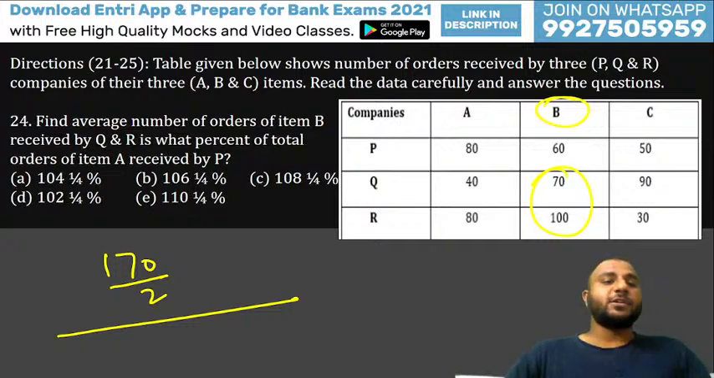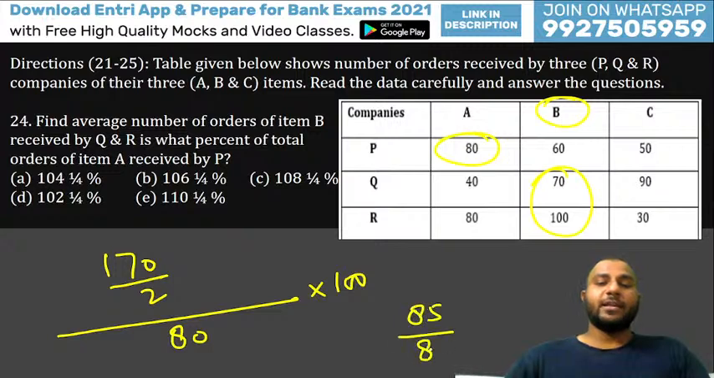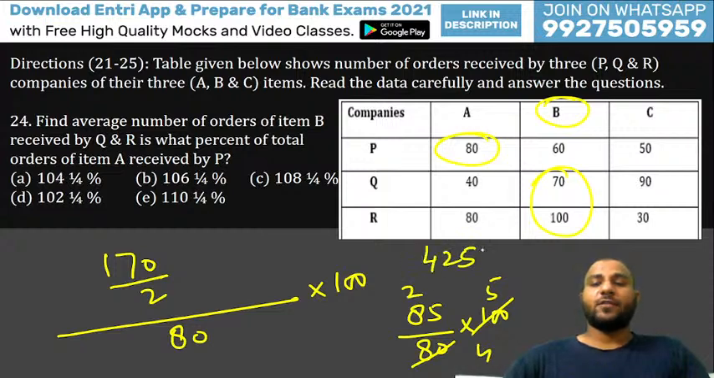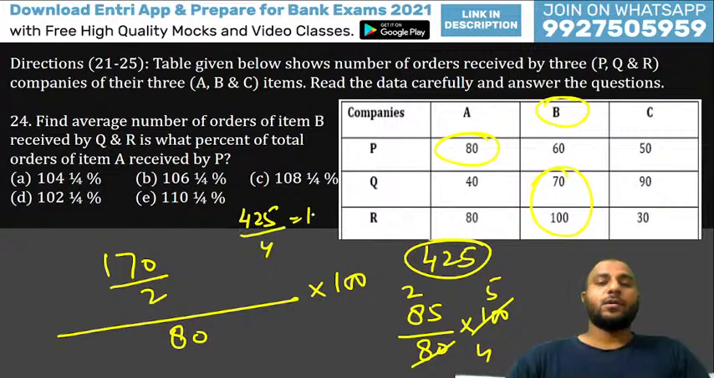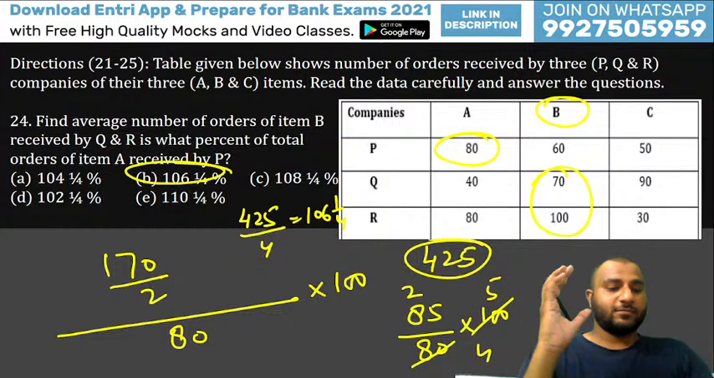Is what percent of total orders of item A received by P? Okay. So clearly 85 by 80 into 100. 4, 5. 5 5s are 25, 5 8s are 40, 42. So 425 by 4. 106.25. Clearly option B will be the correct one. Got it?